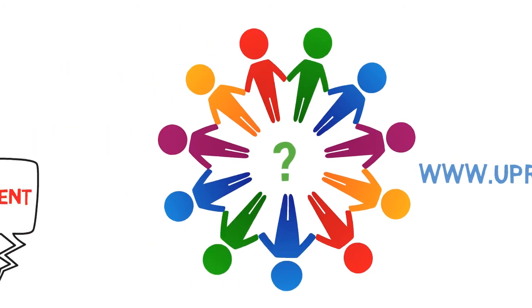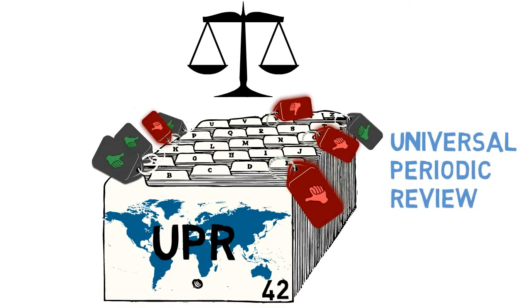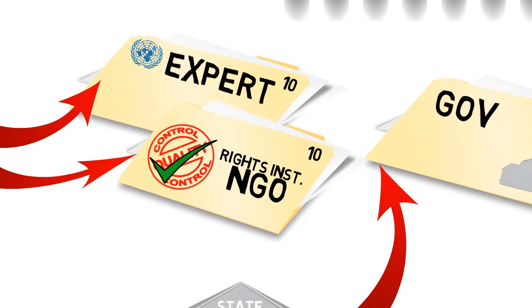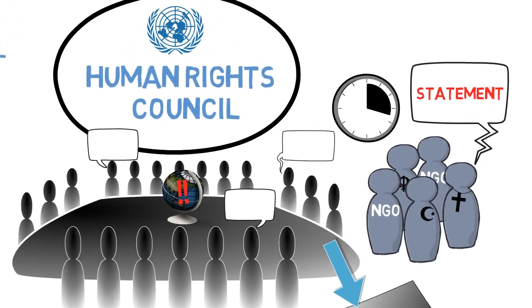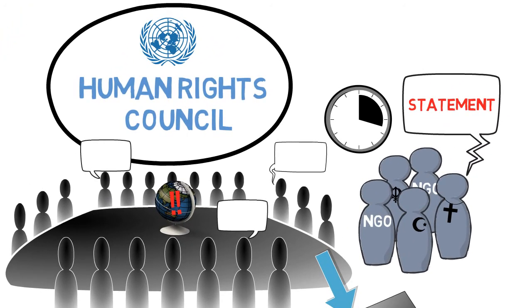To sum up, the UPR reviews the situation for all human rights in all of the United Nations 193 member states. Each country is reviewed once every 4.5 years. There are several stages to the review process. Firstly, 3 reports are prepared, one from the government concerned, one from UN experts, and one from civil society and national human rights institutions. The Human Rights Council then has a 3.5-hour discussion of these reports.